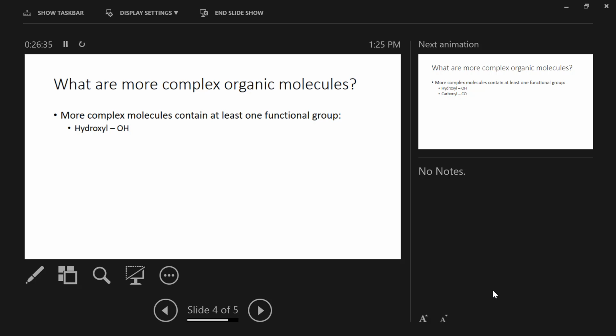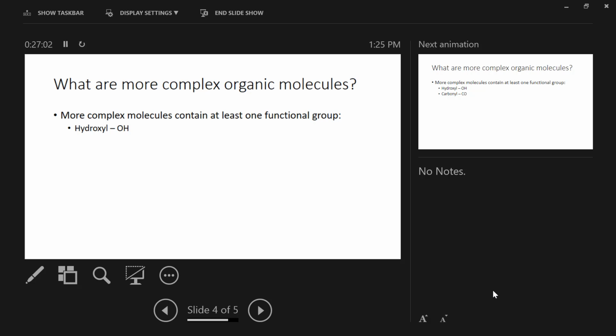And so, right now, how many bonds is this carbon making? 2. How many bonds does it want to make? 4. And so the other 2 will just be hydrogens, because we haven't noted the presence of any other functional groups. What about this carbon? 1. It's making 1 bond. How many more does it need? 3. And they will all be hydrogens.